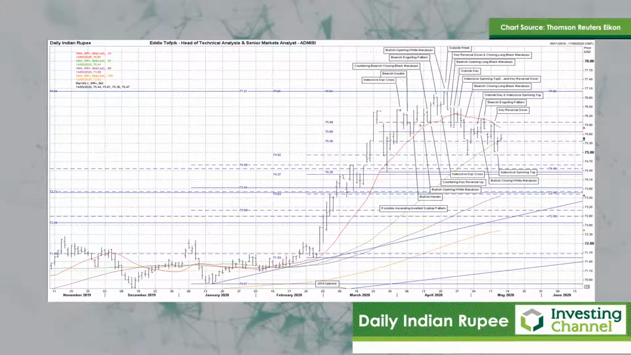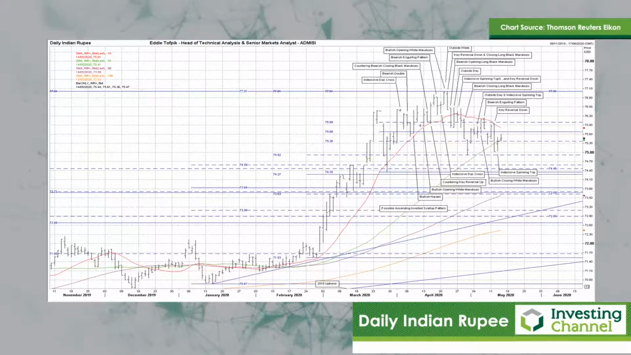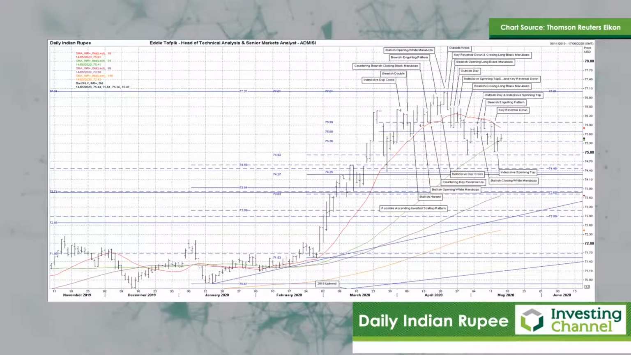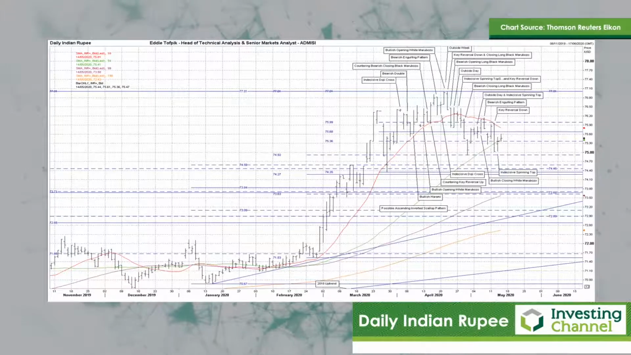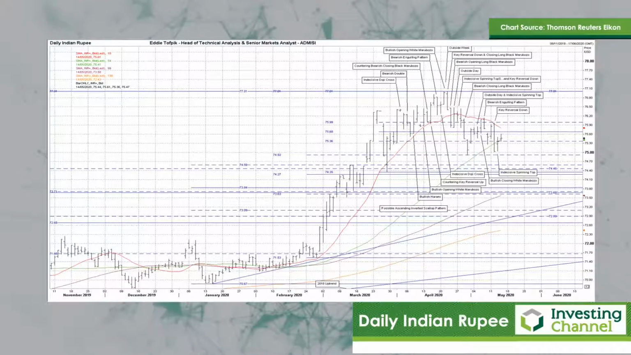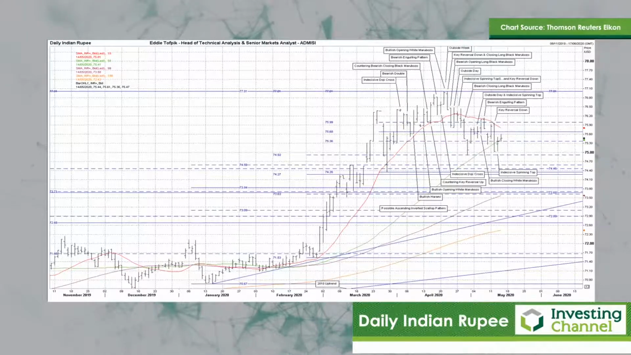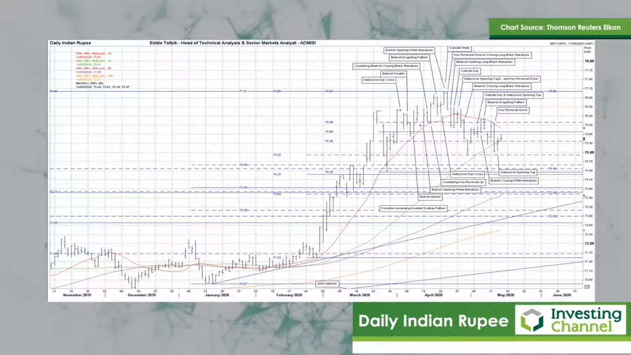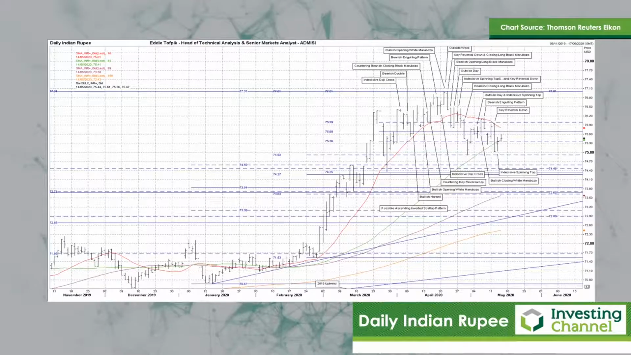However, just overhead, we have the very recent 50% Fibonacci line at 75.68. It'll be interesting to see how the market now deals with being squeezed between these two forces. Overall, even this recent action still ties in with the idea I mentioned two weeks ago, of the moves from March to today increasingly looking like an inverted ascending scallop pattern.